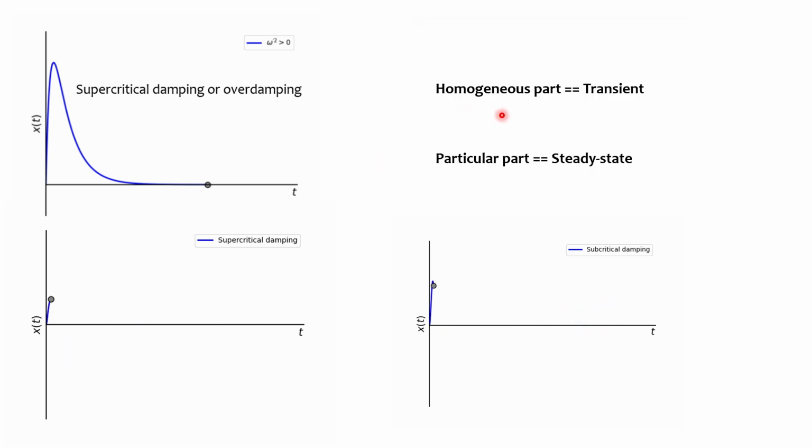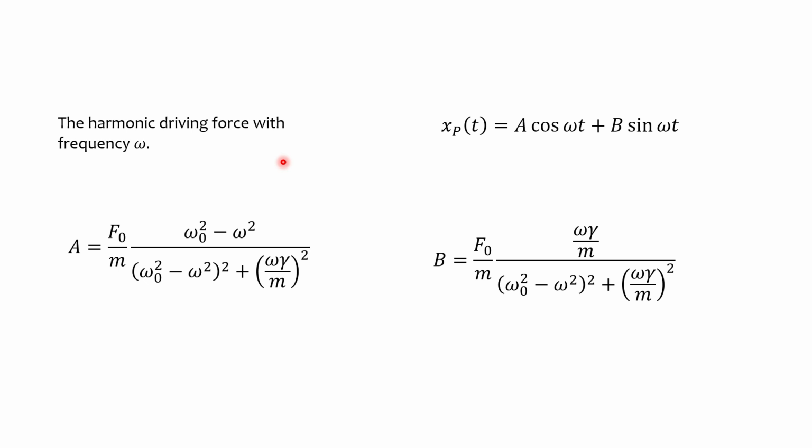The homogeneous part of the solution is often referred to as a transient solution, and this is because it depends on the initial conditions and typically decays over time, vanishing after a sufficiently long period. The particular part of the solution is usually called a steady-state solution, and this is because it persists indefinitely and represents the long-term behavior of the system, and it is independent of initial conditions.